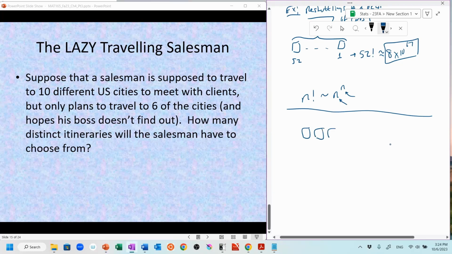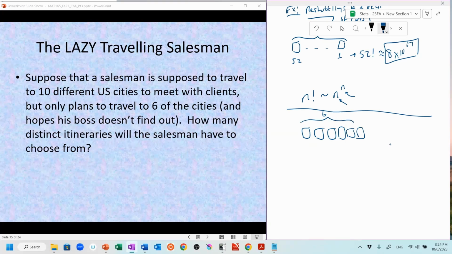So this salesman has 6 slots to fill in rather than 10. But he still has 10 different cities to choose from. So still 10 different cities could take up the first slot, then 9, 8, 7, 6, 5. So I see the number of itineraries is 10 times 9 times 8 times 7 times 6 times 5.